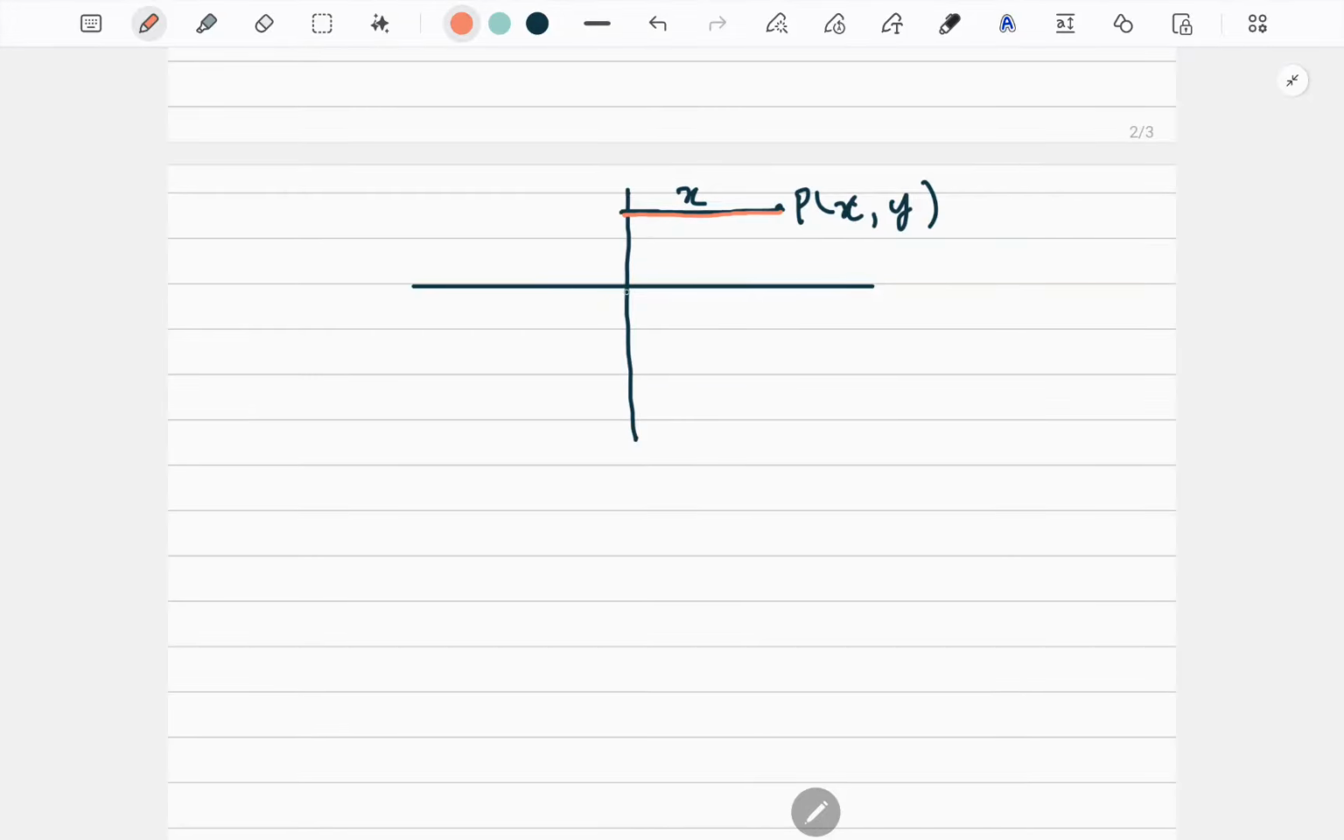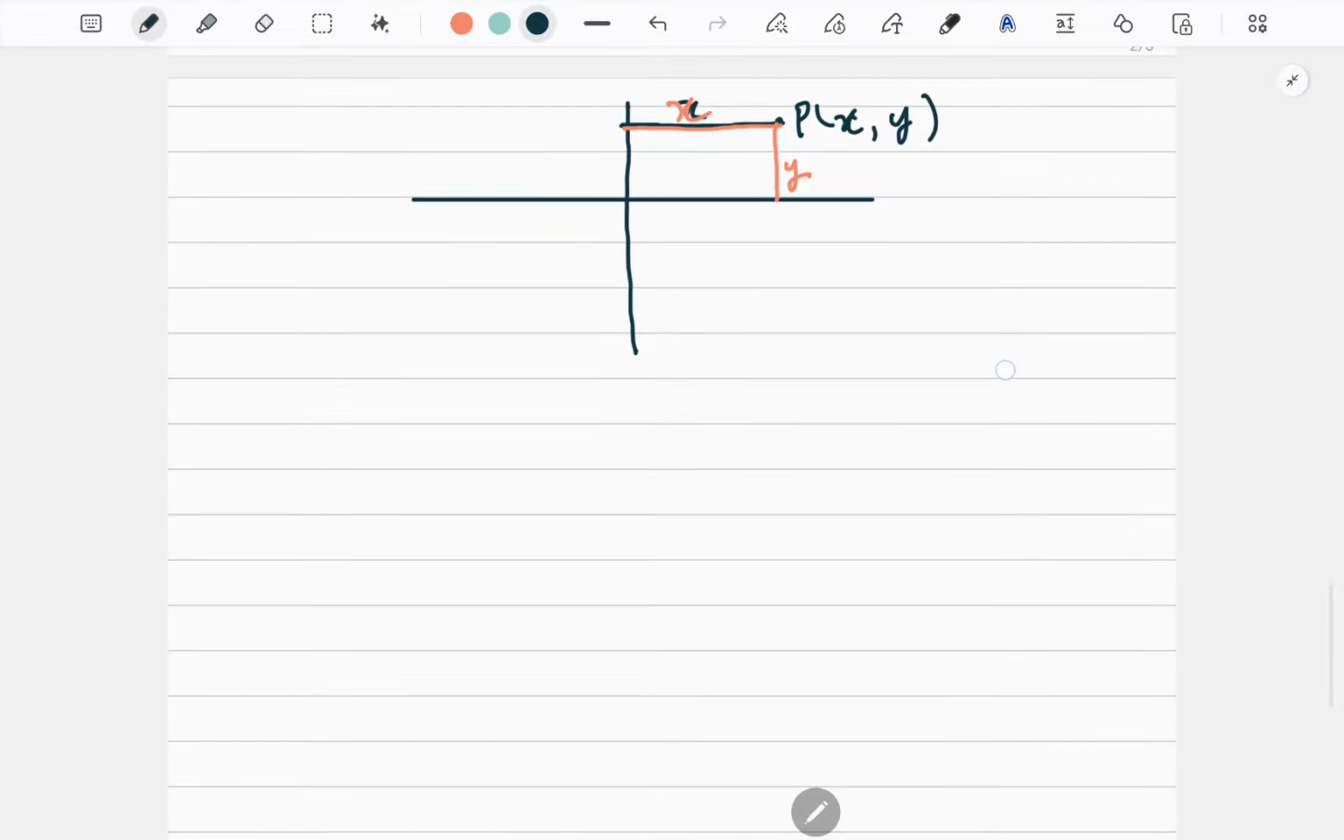And what is the y coordinate? The y coordinate is the perpendicular distance from the x-axis. So this is your y coordinate and this is your x coordinate. This is how we represent all points. This is a basic thing which you have learned in the coordinate system from 9th grade.